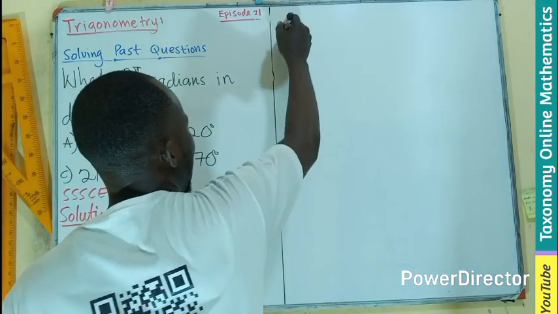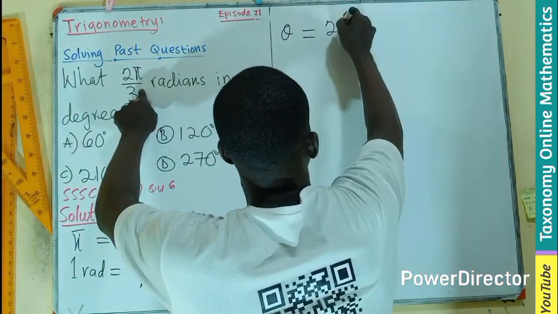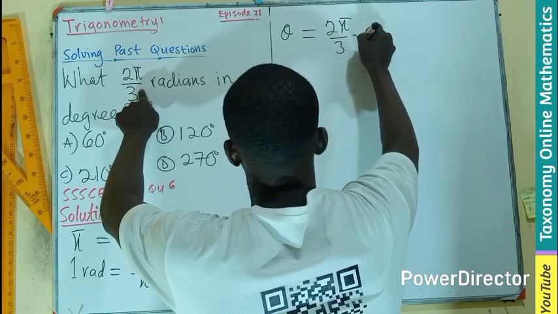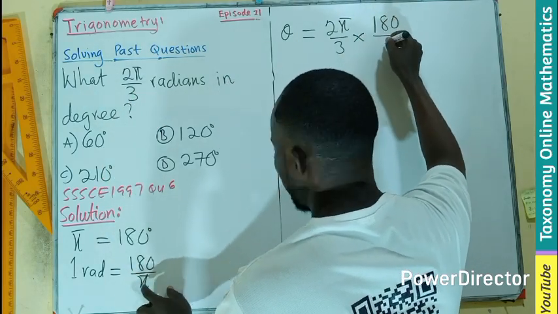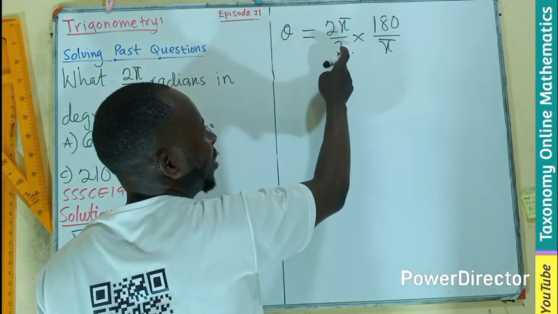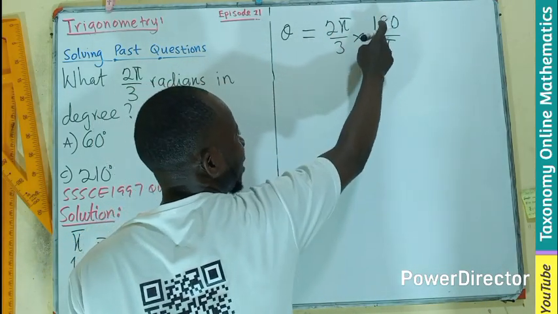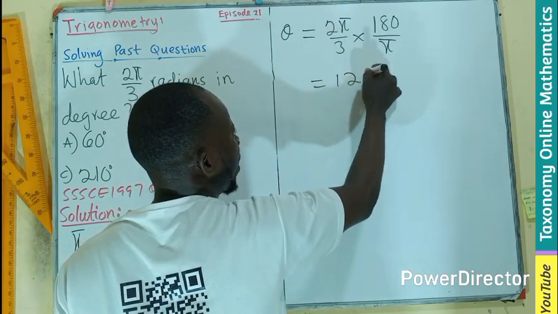So your theta that you are looking for is just the value we have here, 2 pi on 3, times the conversion, 180 divided by pi. Pi will cancel pi, and 180 divided by 3 gives 60. 60 times 2 will give you 120.